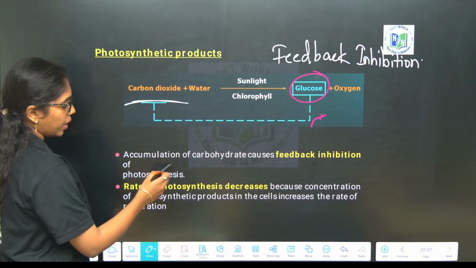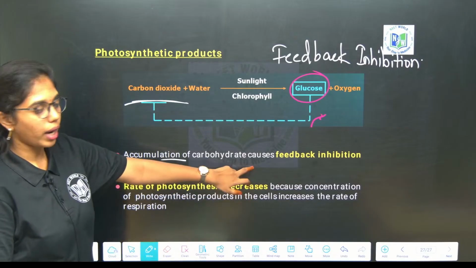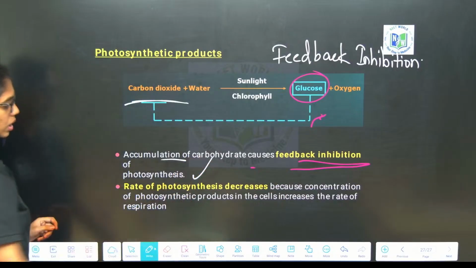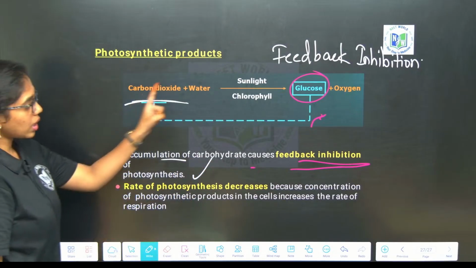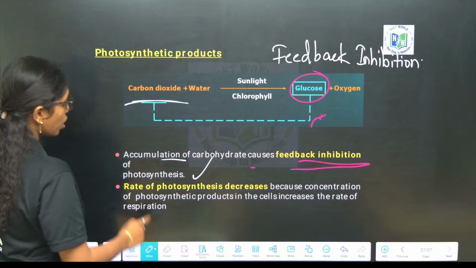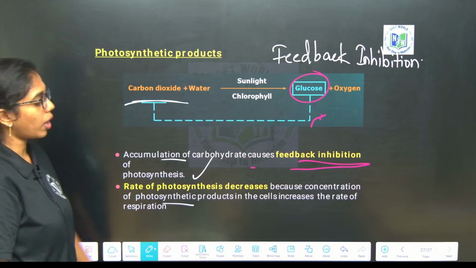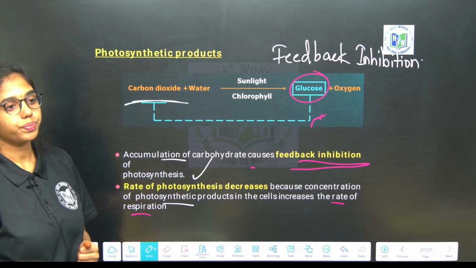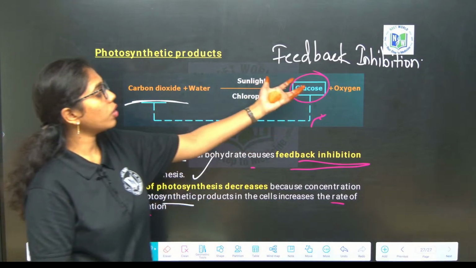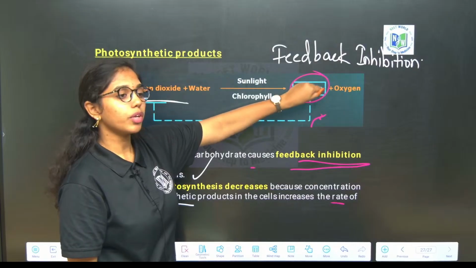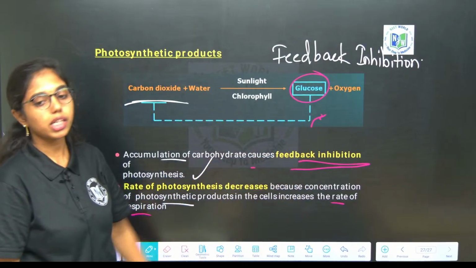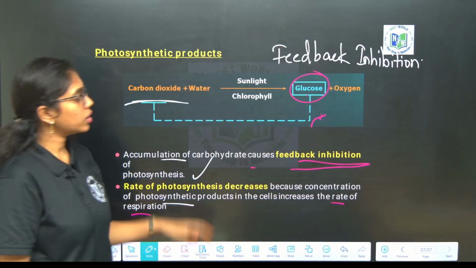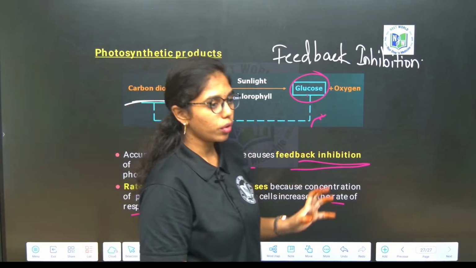Look at the theory ones. Accumulation of carbohydrates is called as what? Feedback inhibition of photosynthesis. Rate of photosynthesis will decrease because concentration of photosynthetic products in the cells increases the rate of respiration. More the amount of glucose, the energy from the glucose will be utilized by respiration. This has to be oxidized. So, this is all about the factors affecting photosynthesis.